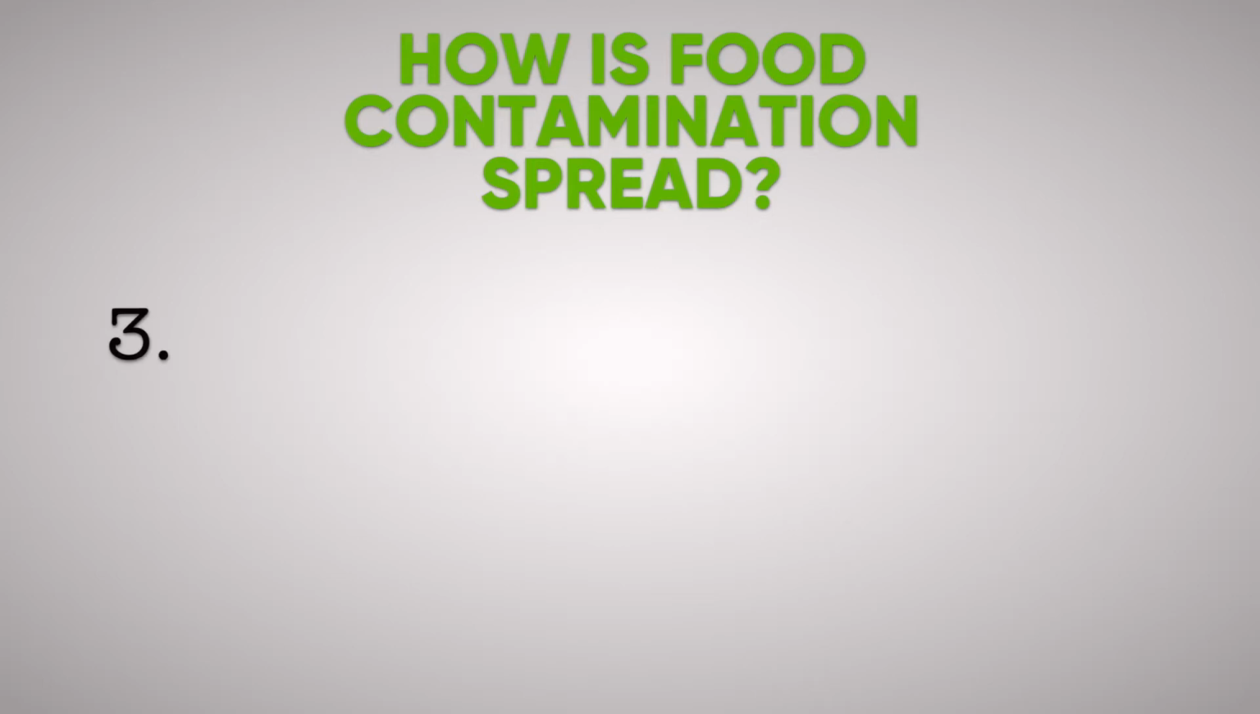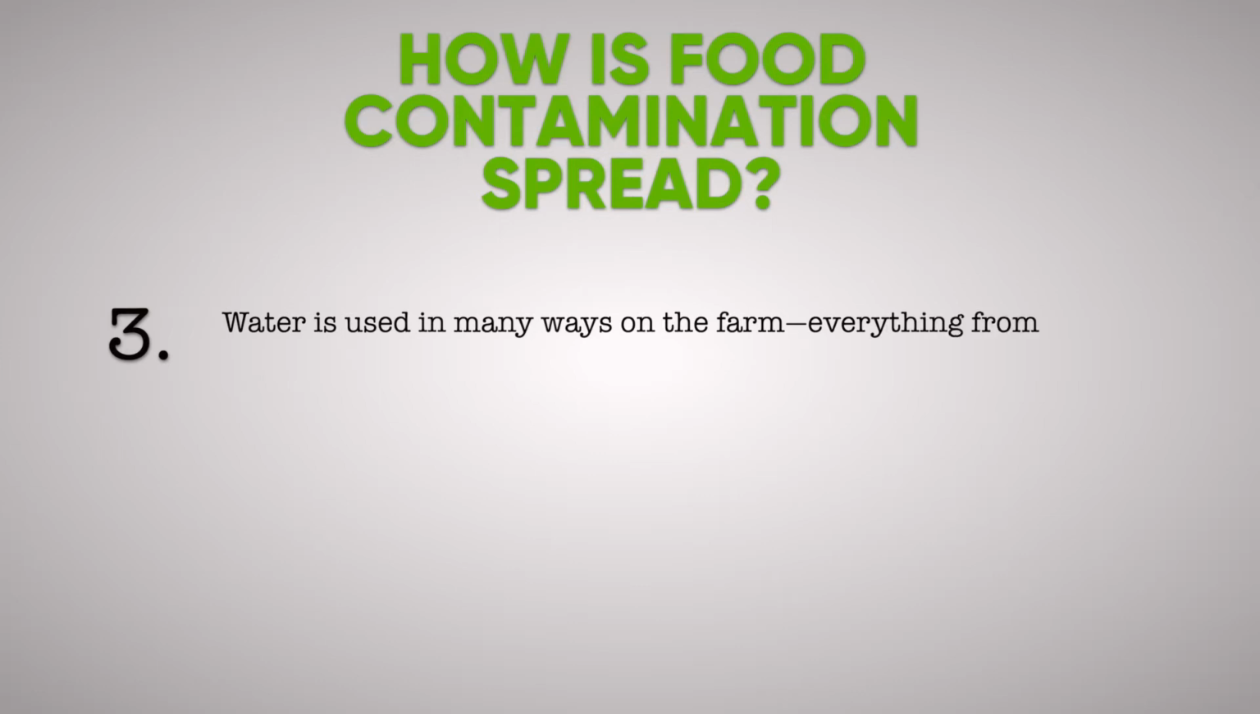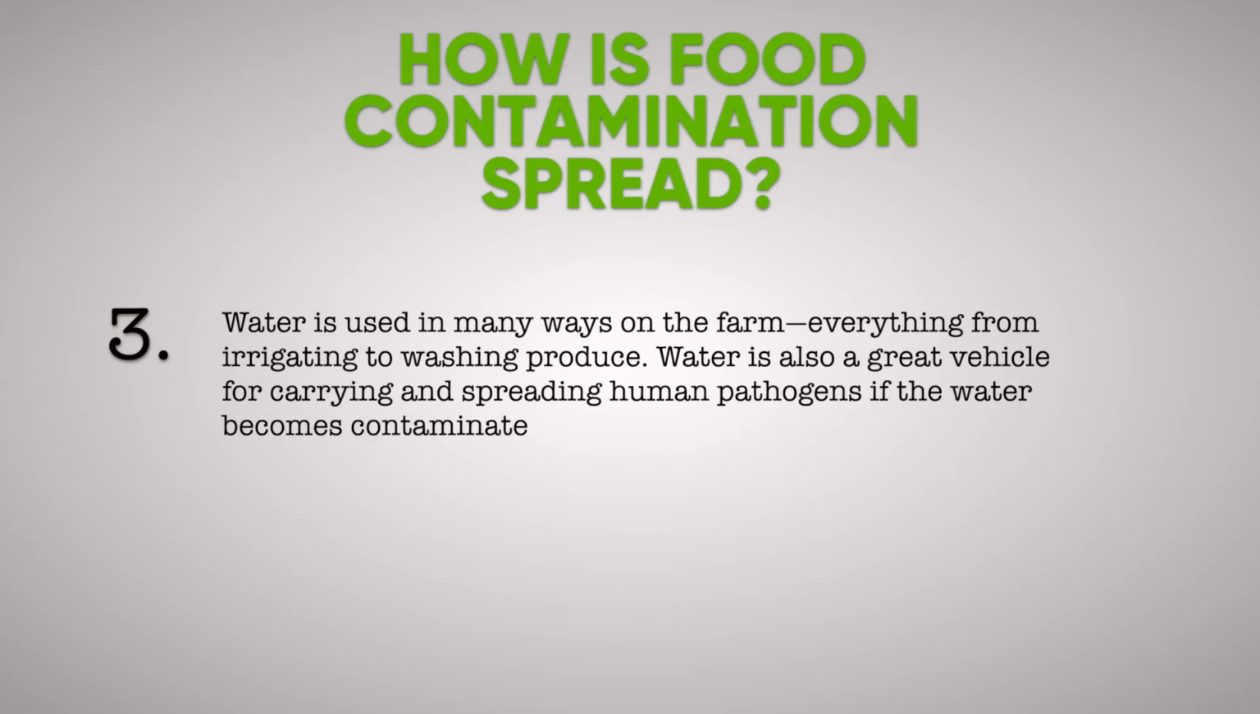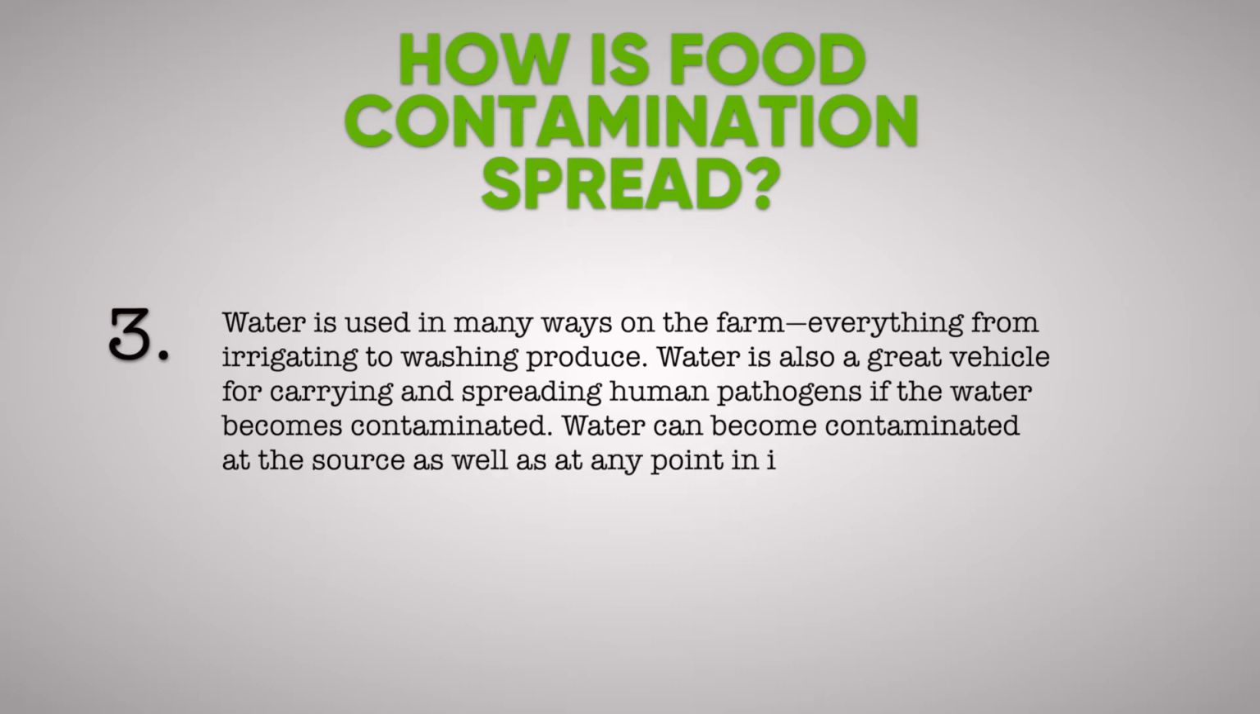Number 3. Water is used in many ways on the farm. Everything from irrigating to washing produce. Water is also a great vehicle for carrying and spreading human pathogens if the water becomes contaminated. Water can become contaminated at the source as well as at any point in its distribution and use.